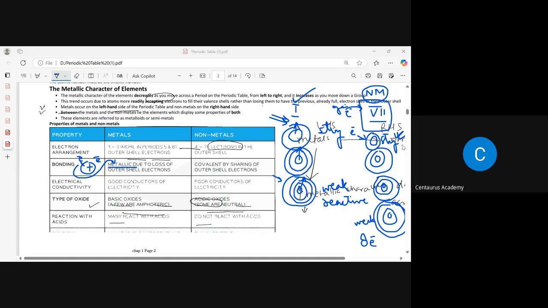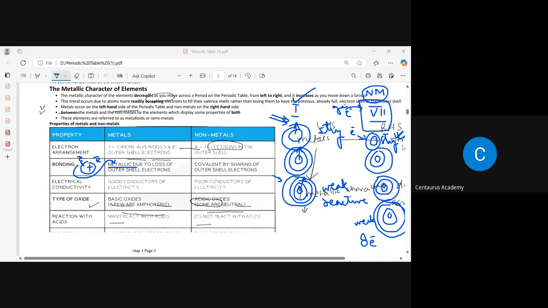While we discuss electrical conductivity and the oxides and how they react, metals tend to be good conductors of electricity and heat, whereas non-metals are poor conductors of electricity and heat. They are good as insulators. And metals form basic oxides. Now we will do this part in particular in acids, bases, and salts when we do types of oxide.